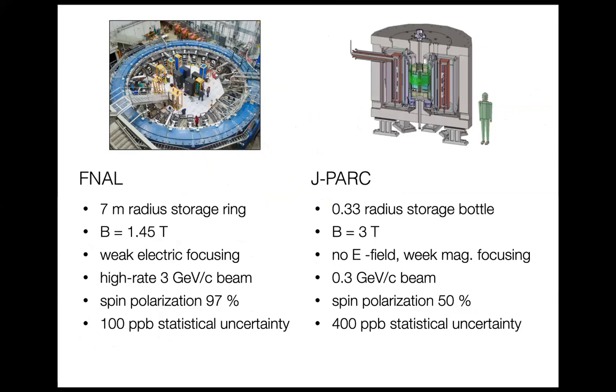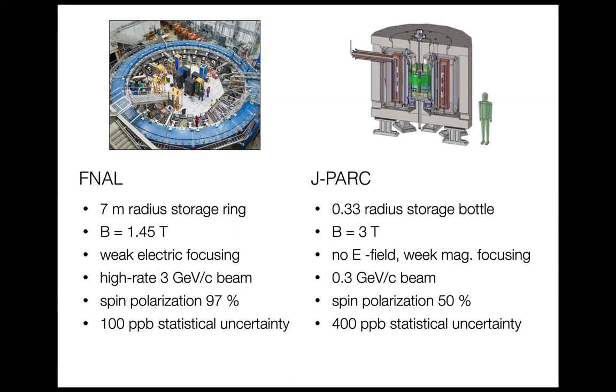And that was the main motivation for a similar experiment being built at J-PARC, not to use any electric field at all. And the design to do that is a magnetic bottle. So it's a small vessel, which is a magnetic bottle only, and the muons slowly fall down. And as they fall down, they decay, and the decay positrons are measured.